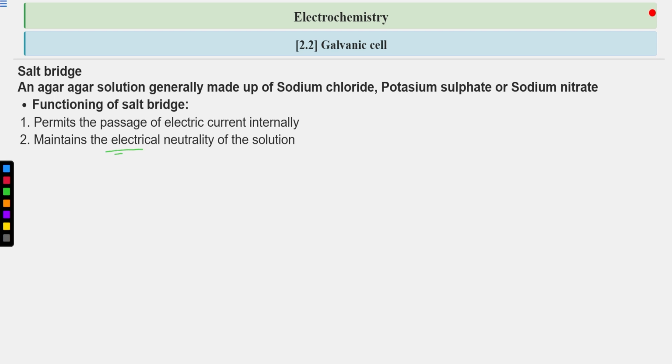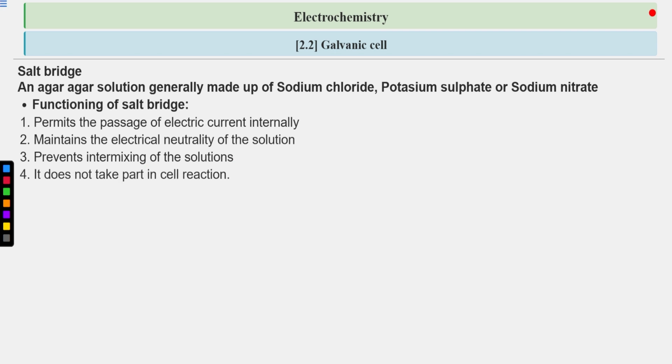It maintains the electrical neutrality of the solution, as I said, because both positive and negative ions dissolve or deposit over the anode or in the electrolyte. So the maintenance of electrical neutrality is a must, and for that we use the salt bridge in our cell. It prevents intermixing of the solutions. That's also why it maintains the electrical neutrality, because it prevents the intermixing of solutions. The two solutions, or the two electrolytes, can't mix together with each other.